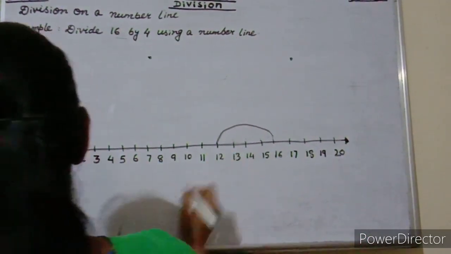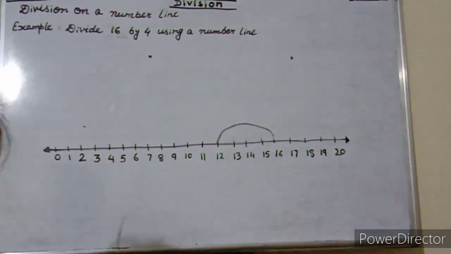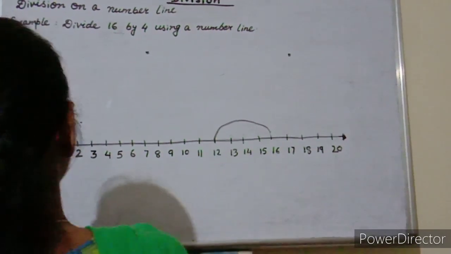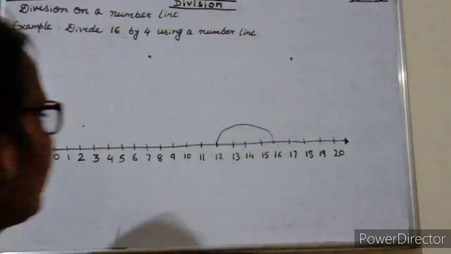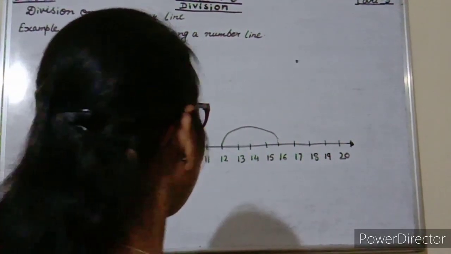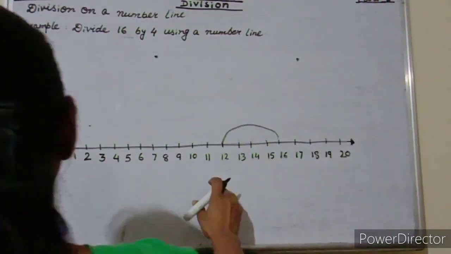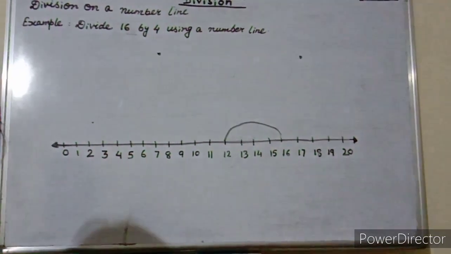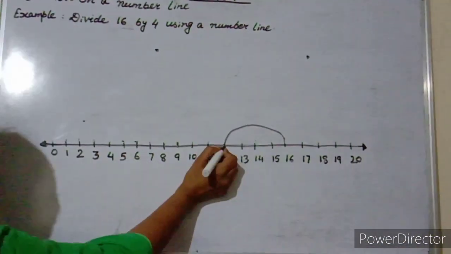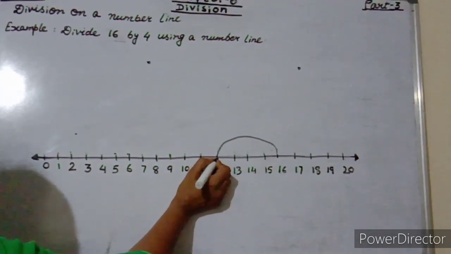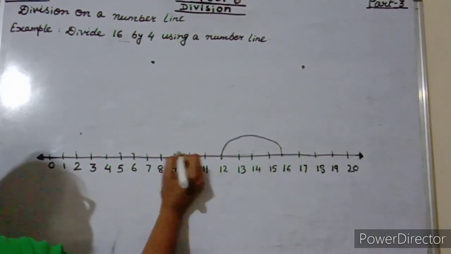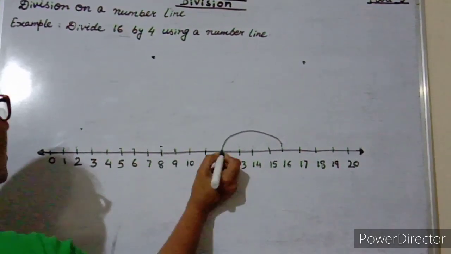So students, from 16, if I jump back in steps of 4, I come to 12. Now, is the division over students? No, the division is not over. What we have to do? Yes, I will keep on jumping back in steps of 4 till I reach 0. Once again, from 12 I jump back in steps of 4. So 1, 2, 3, 4.